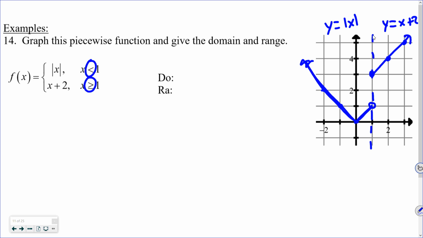Okay. The dashed line, that boundary, it's not part of the graph. You can leave it there. It's just to help us keep everything in its right location. So there's an example of graphing a piecewise function.